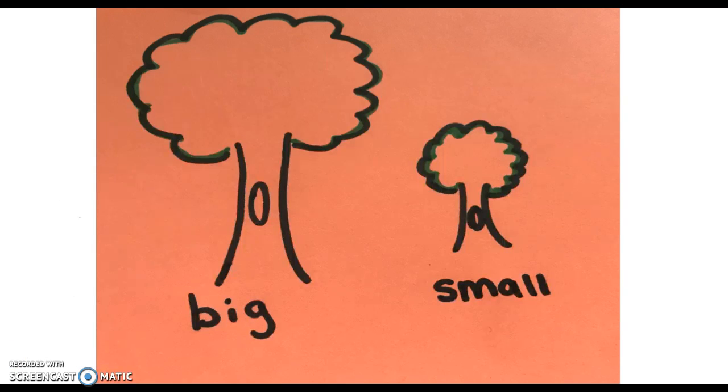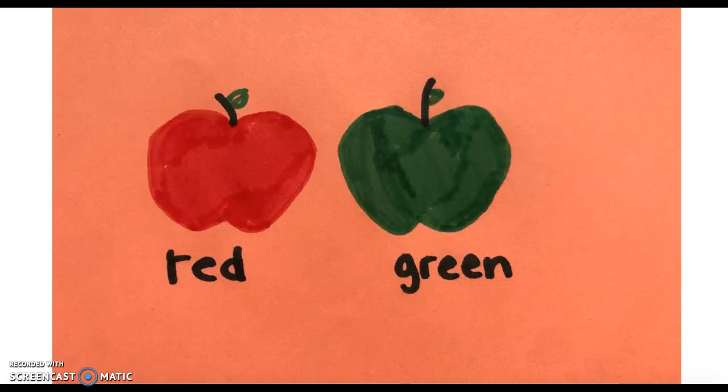So your trees may look something like this. On the left, I have a big tree, and on the right, I have a small tree. We are able to see how adjectives can add more meaning and more description to a noun. Your drawing of the apples may look something like this, or you may have just pictured in your mind what a red apple and a green apple look like.